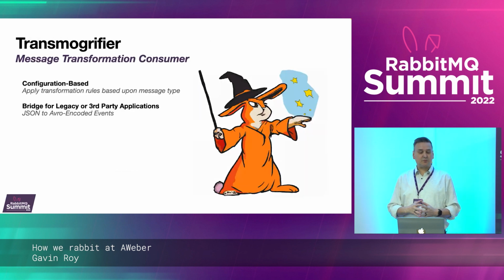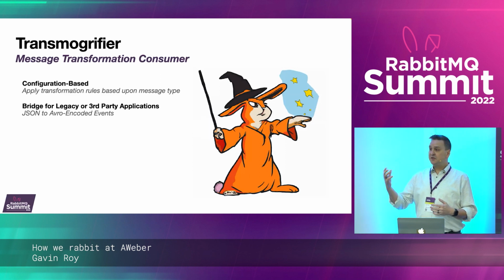We also have a consumer that we use called Transmogrifier. And this consumer is somewhat helpful for us in using this strongly typed system for when we need to create new revisions of schemas for applications.